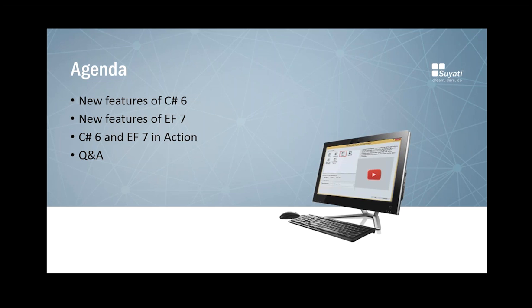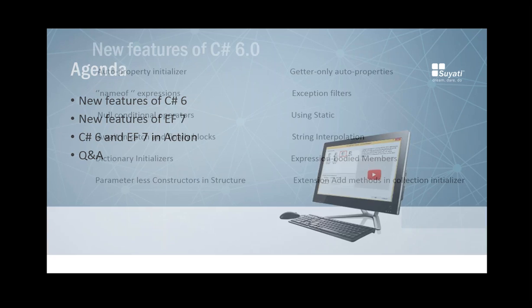As we know, C# is an elegant and type-safe object-oriented language that enables developers to build a variety of secure and robust applications that run on the .NET Framework. C# has had stable versions from version 1 to version 5, and the latest version 6 was released on April 3rd, 2014, along with Visual Studio 2015.